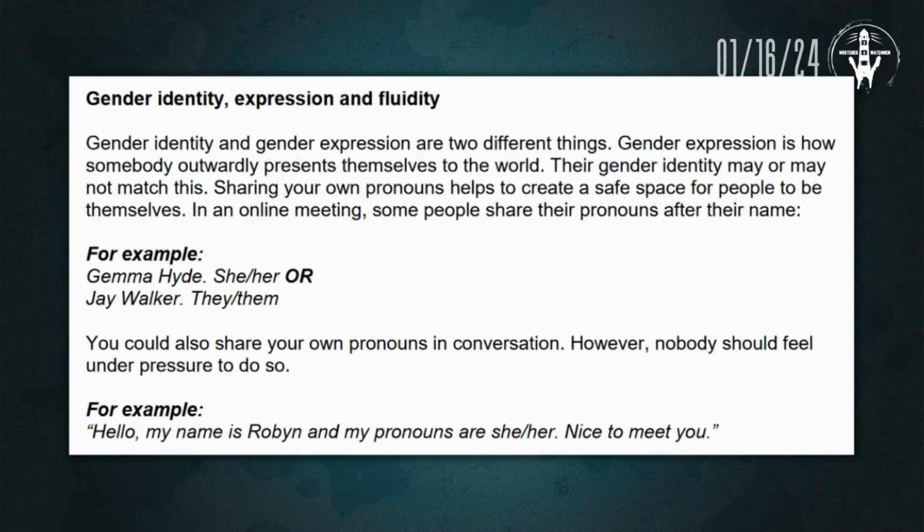So they give an example: gender identity, expression, and fluidity. Gender identity and gender expression are two different things. Really? Wow. Gender expression is how somebody outwardly presents themselves to the world. Their gender identity may or may not match this. See how convoluted this is?